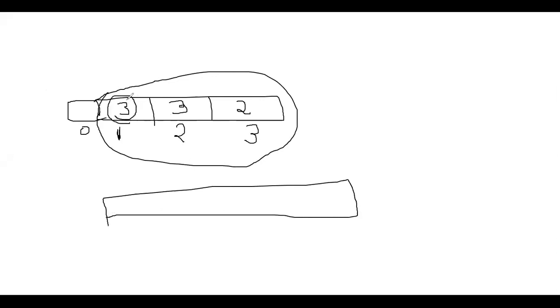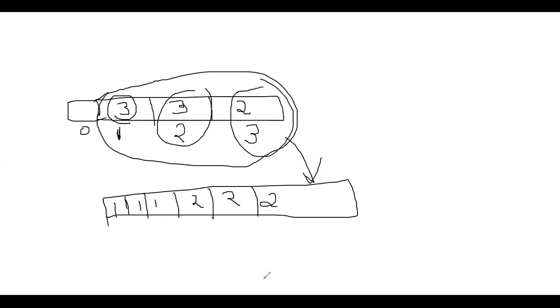So let's say there were 3 occurrences of 1. So I'll put 1 3 times. Then there were 3 occurrences of 2. So I'll put 2 3 times. Then there were 2 occurrences of 3. So I'll put 3 2 times. Does this make sense? Is there anybody who has any doubts in this?